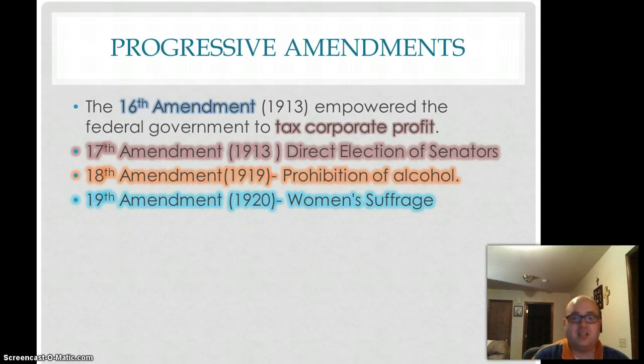Then we get the 18th, which prohibited alcohol: no more alcohol, the United States is dry. And the 19th Amendment, women's suffrage. These important amendments in American history are all progressive amendments. 16th, income tax. 17th, direct election of senators. 18th, prohibited alcohol. And 19th, women get the right to vote: franchise, suffrage, the right to vote. The 19th Amendment came in 1920, so these span 1913 to 1920. Those are the Progressive Era amendments.